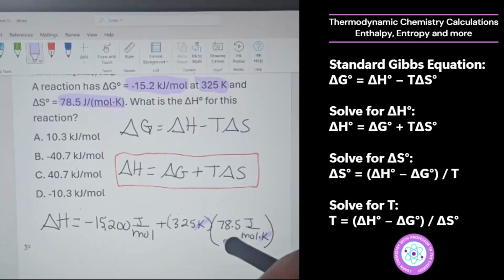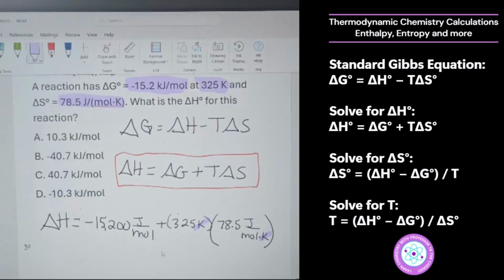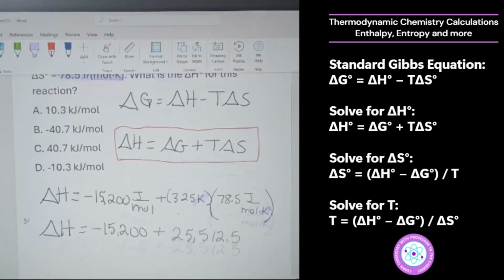We've got, well, but first we need to do this part right here first. Okay? 325 times 78.5 gives us 25,512.5. We're going to use that entire number because then at the very end is when we will use the correct sig figs, okay? So delta H is equal to negative 15,200 plus 25,512.5, okay? I'm not including the units because of space, okay? Just for the purpose of doing this.